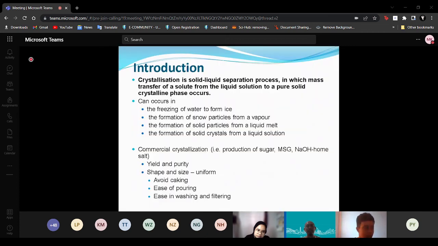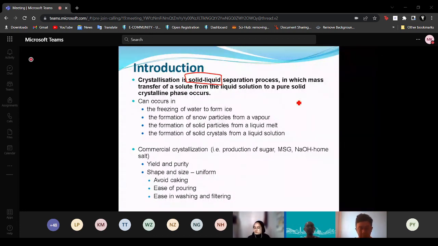All right, so crystallization is basically a separation whereby you want to separate between solid and liquid. The solid is in the form of crystal, and the liquid is the liquid containing that solid crystal, in which mass transfer of a solid from liquid solution to a pure solid crystalline phase occurs.